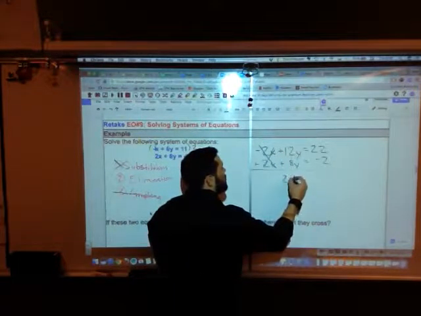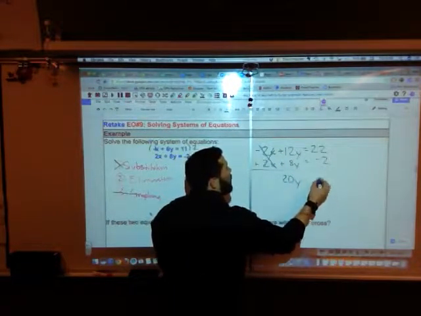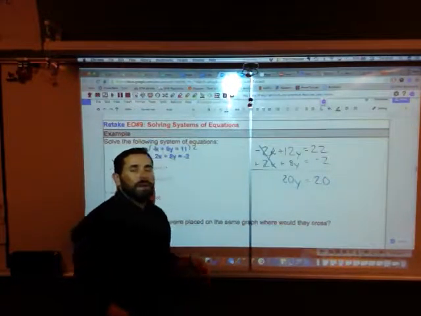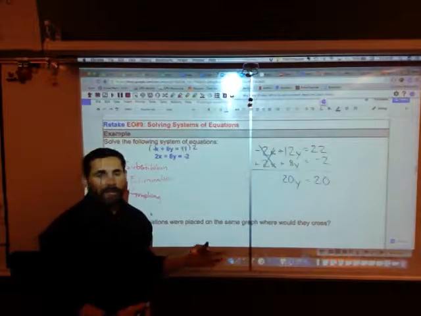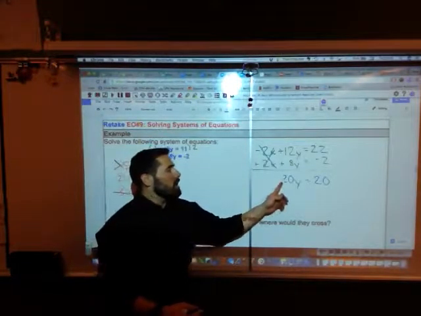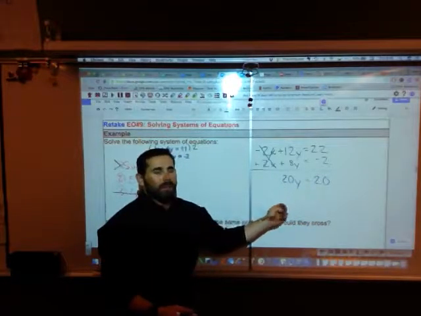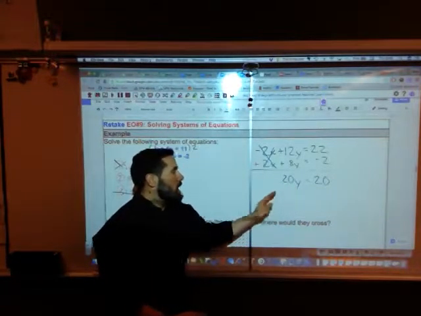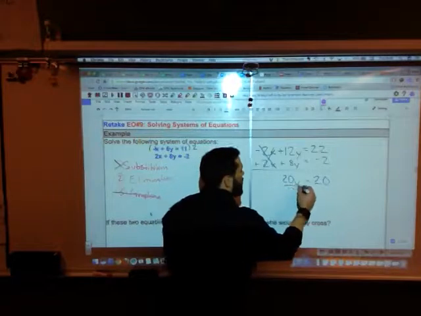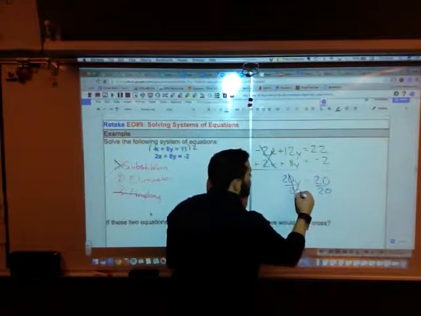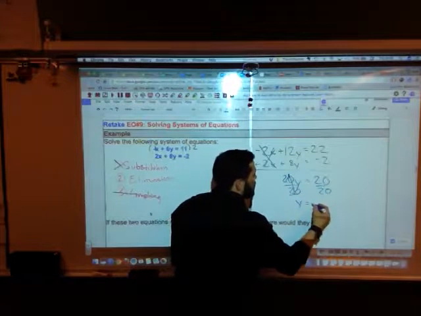12 and 8 is 20. So I have 20 y's, and 22 minus 20, or 22 minus 2 is 20. So it actually kind of works out pretty nice, because 20 times what gets me 20. And if you know your math facts, just 20 times a 1. I can divide by 20 on both sides if I didn't know that. Divide by 20, divide by 20. I would still get y equals 1.